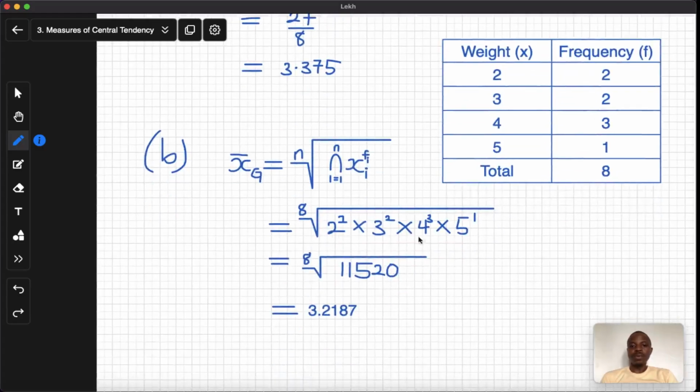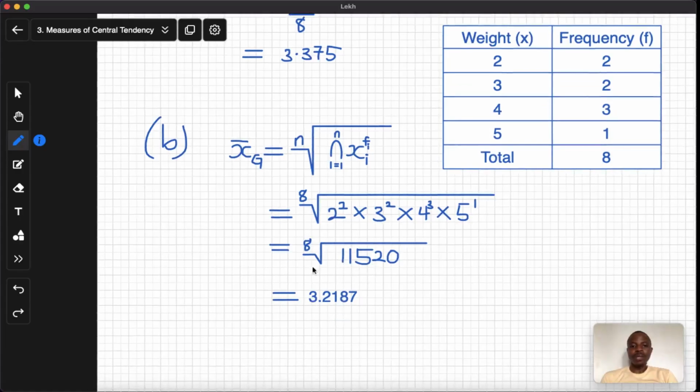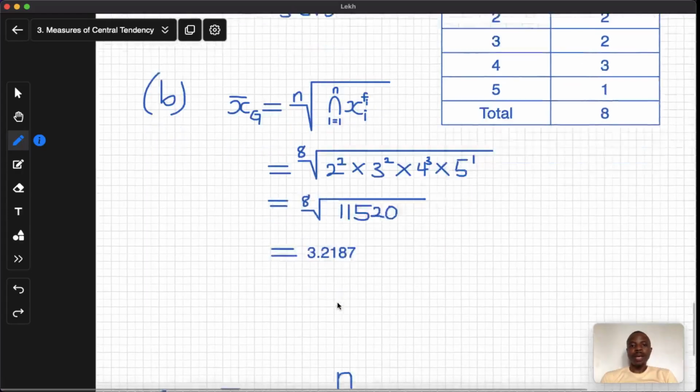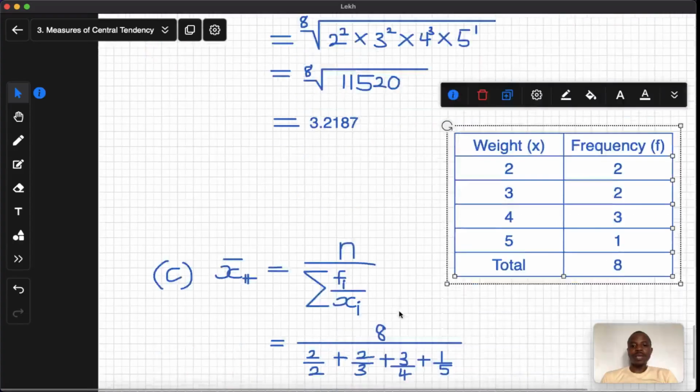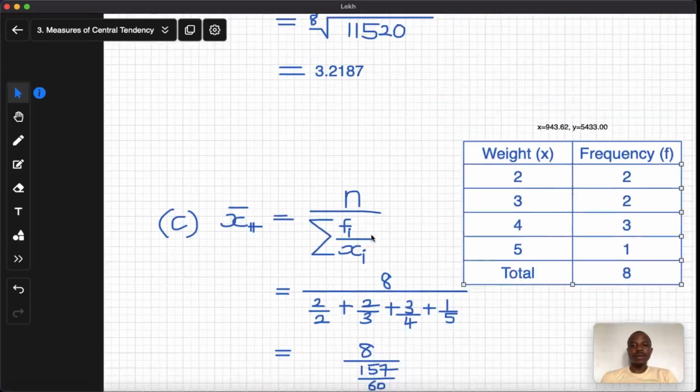When we multiply all of these, we have 11,520, and when we look for the 8th root, it will give us 3.2187 approximately.